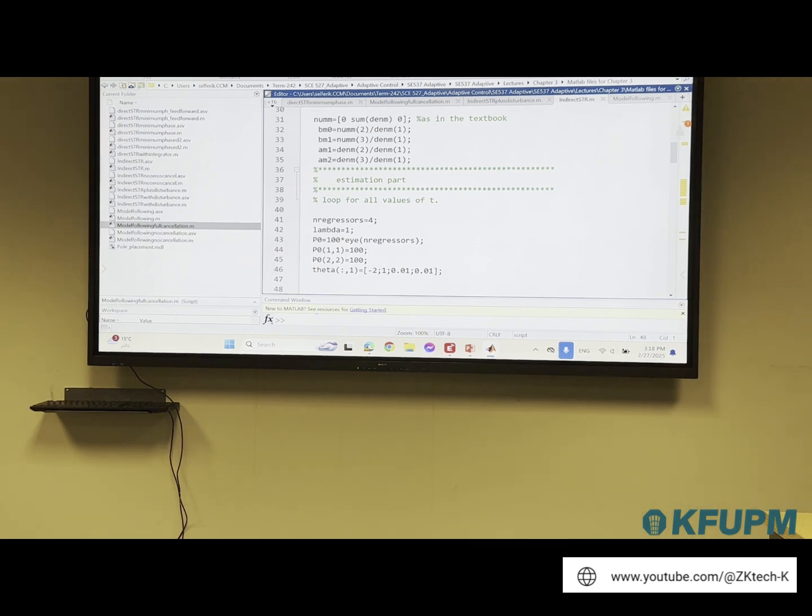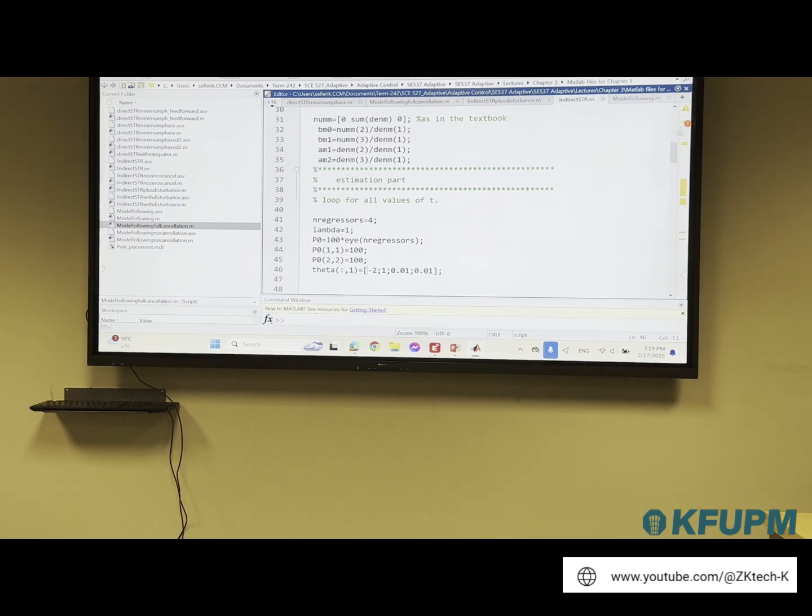I used P0 equal to 100. We don't trust our initial value completely. I have a little bit of trust, not that big, but a little bit of trust. Otherwise, I need to take it very big. Then I took an initial value of theta, and the initial value of theta that I took here, you can see it's very far from the real values: -2, -1, 0.01, and 0.01.